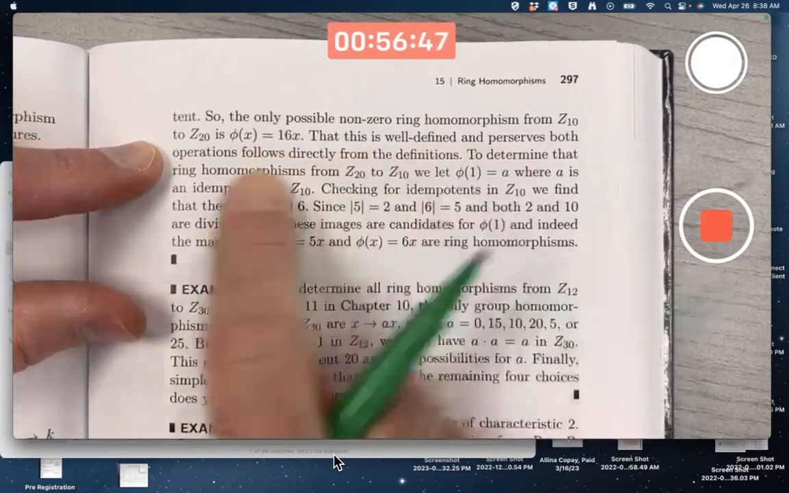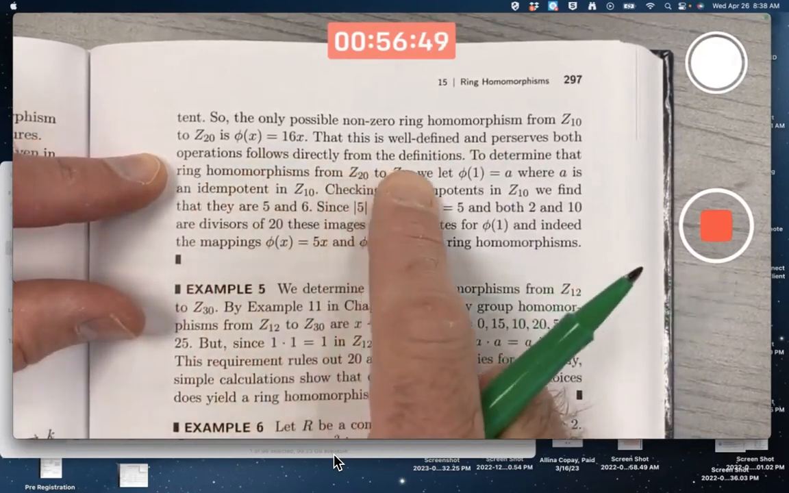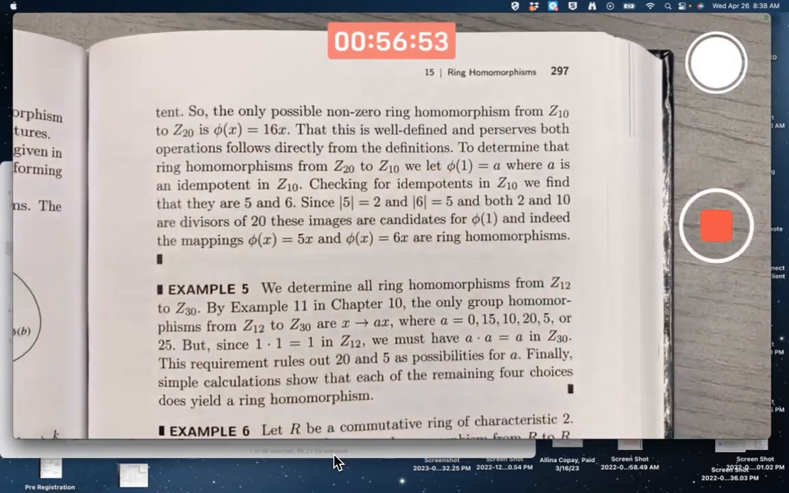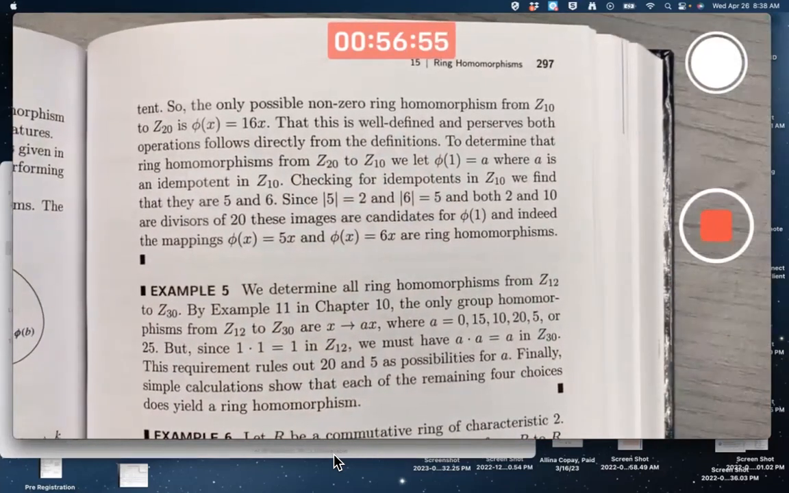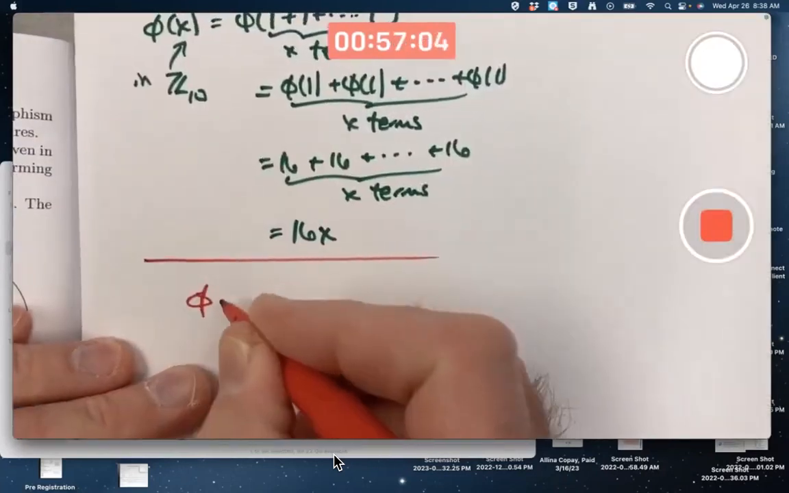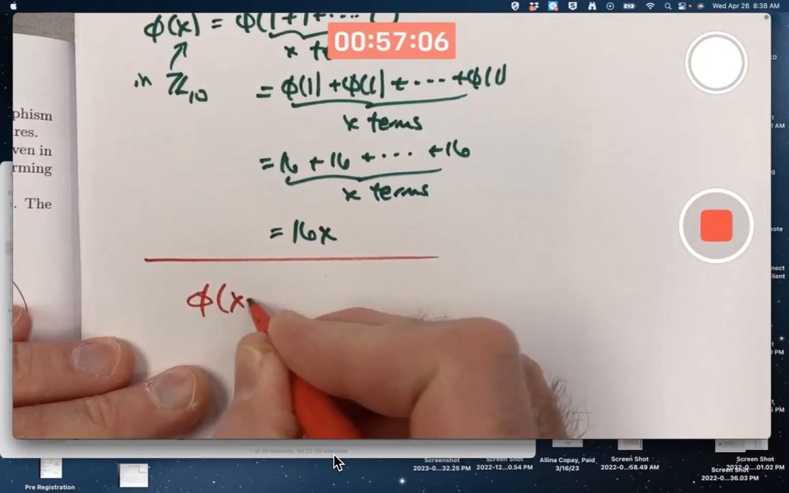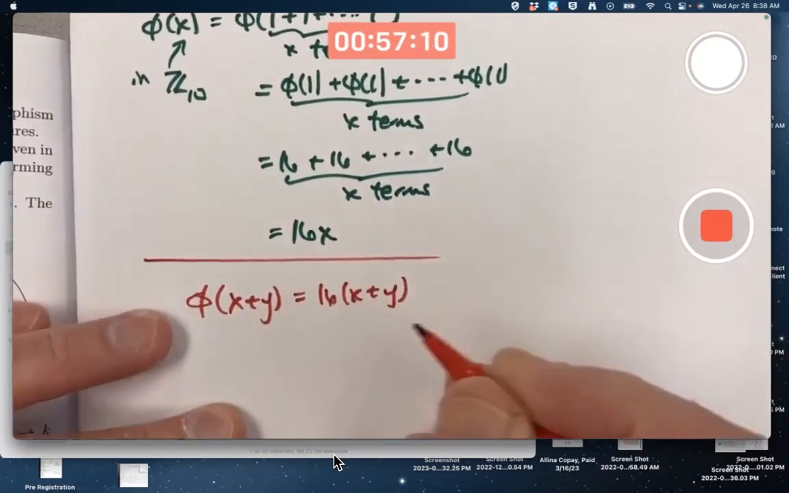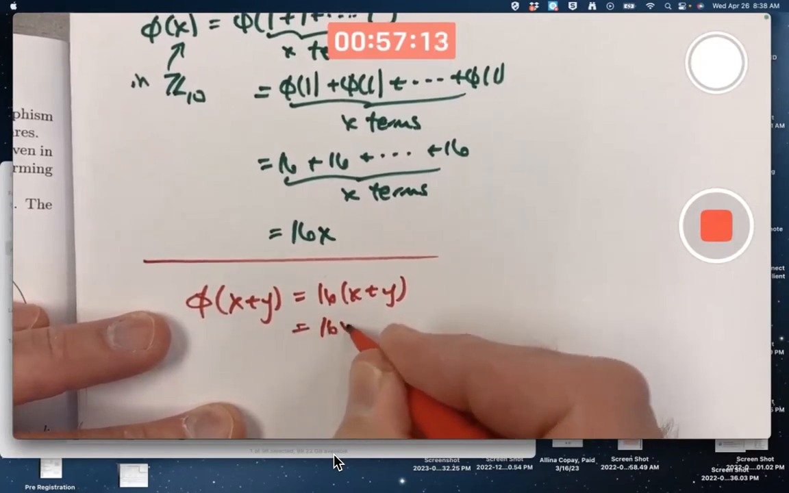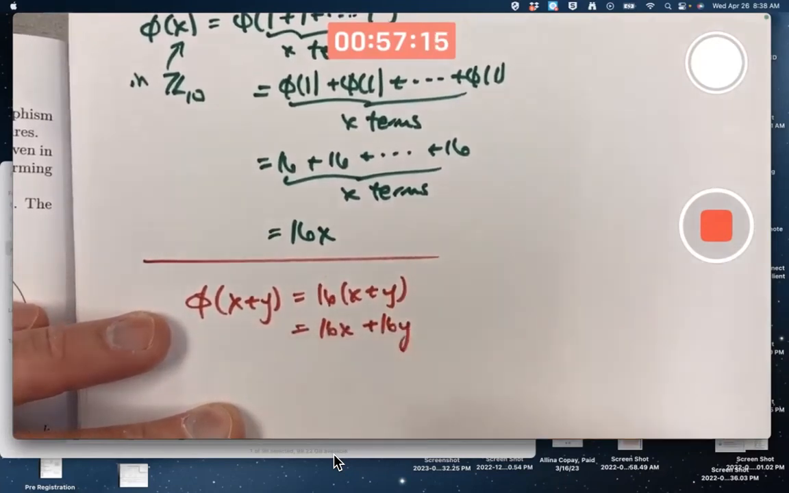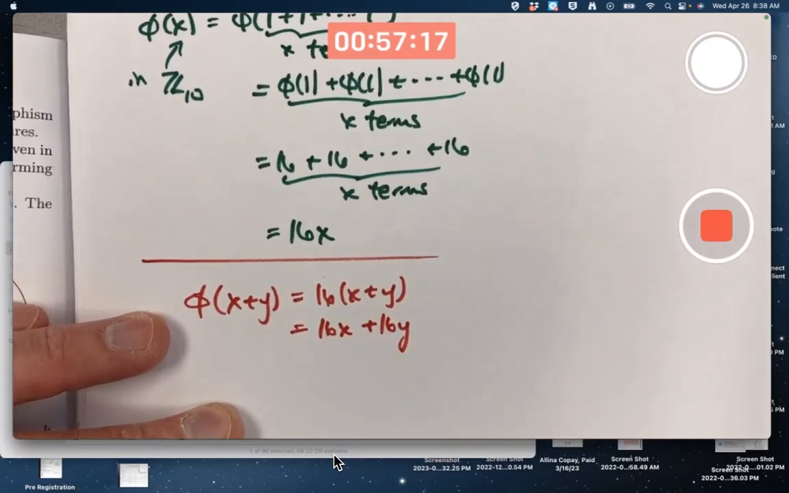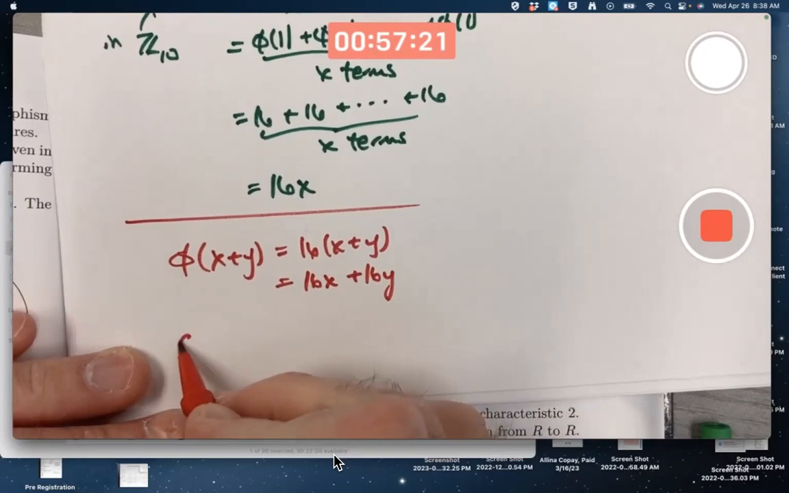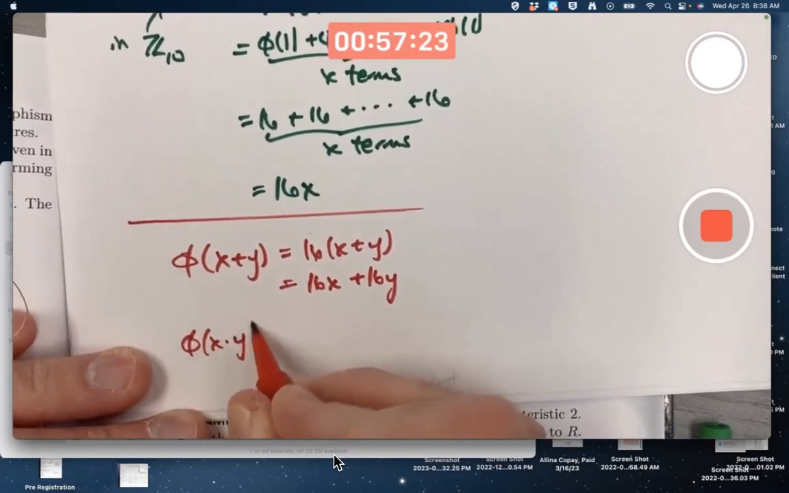That this is well defined and preserves both operations follows directly from the definitions. It is in properties of modular arithmetic, you might say. Phi of X plus Y is 16 times X plus Y. And yes, in modular arithmetic, you can distribute the 16 through here. Yes, and you're still modding by 20 at the end. But that is something you can do with modular arithmetic. It's properties from chapter 0.